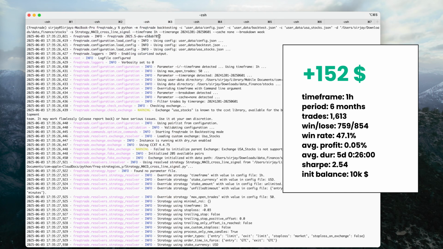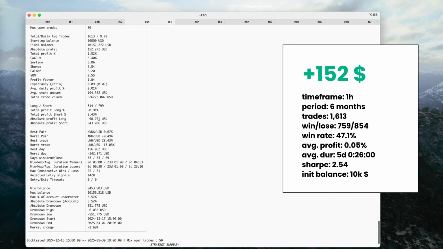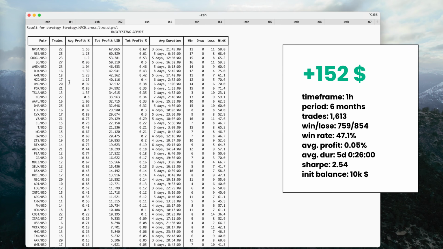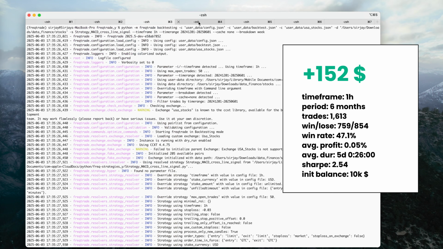Next, we go to the 1 hour time frame. 1 hour is for the last year. For this duration, we got $152 profit. Average duration 5 days, 47% win rate. We got mostly shorts for positive profits, and Sharpe is 2.54. Here are the most traded stocks, most profitable and most negative.